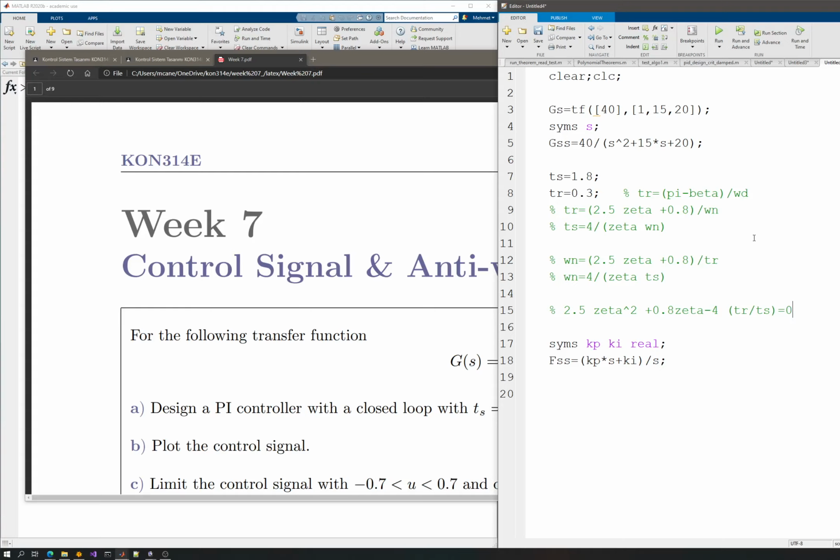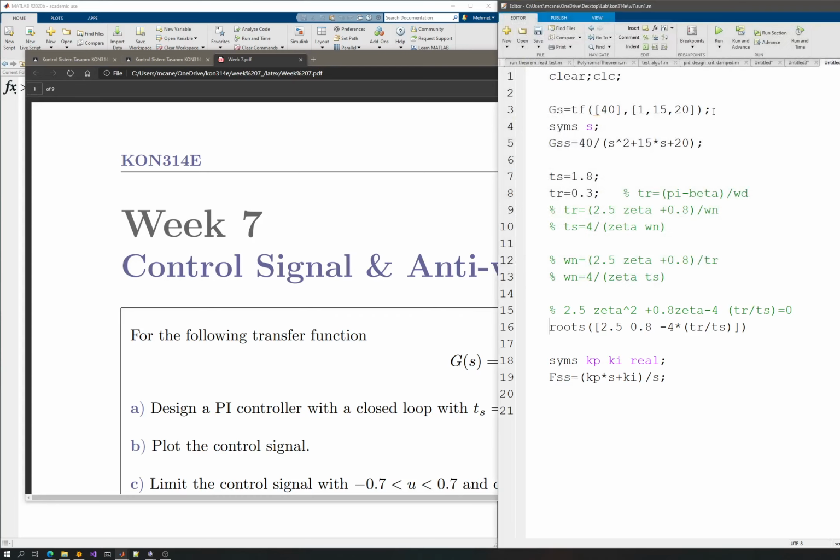Now, if you remember, I can use the roots function, and I can give it 2.5, 0.8, and then minus 4 times TR divided by TS. So this should give me a solution, which then will eventually give me the positive value, and probably the value that is between 0 and 1 would give me zeta, because that's the only solution that I am interested in. If I have complex values or certain other things, then you might reconsider your equations. There might be an error, or the settling time and rise time may not be compatible with each other. And that's that. Let's see what the result basically is.